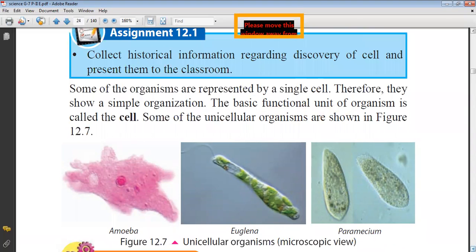There are some organisms that are represented only by a single cell. They contain only one single cell. Therefore, they are known as unicellular organisms. Some examples of unicellular organisms are amoeba, euglena, and paramecium. This is a paramecium.